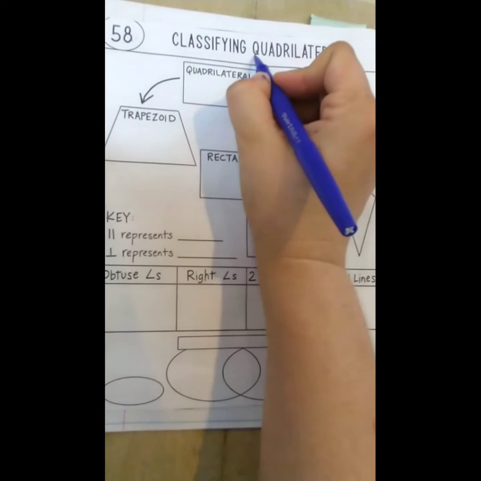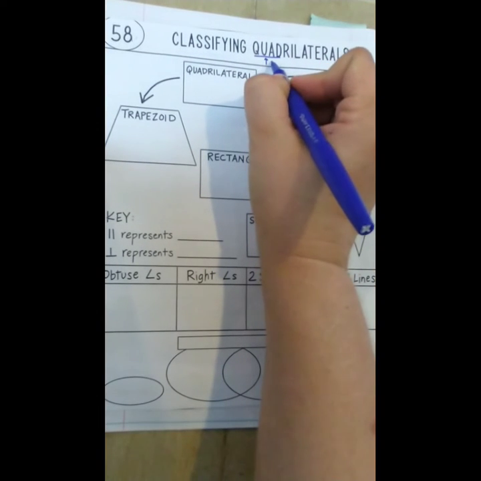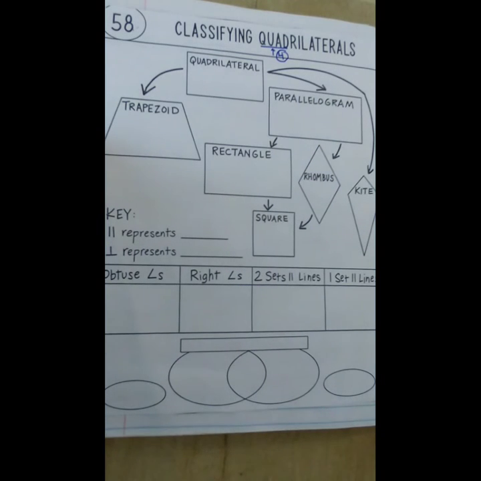The word quad means 4. A quadrilateral has 4 sides. Now this is kind of like a flowchart. Think about if you used a flowchart before. If yes, move this way. If no, move that way.